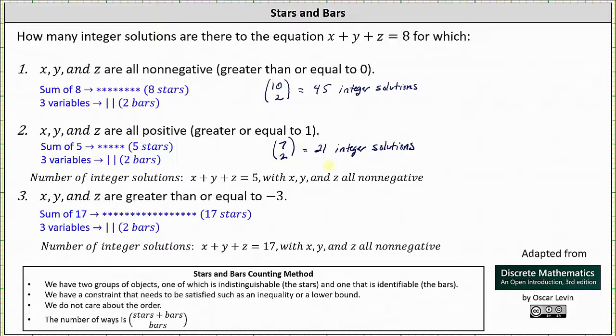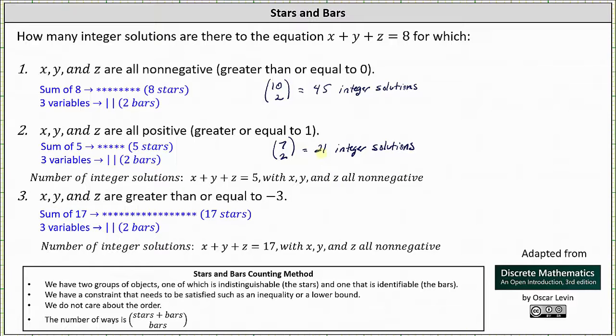So the number of integer solutions to x plus y plus z equals 5 with x, y, and z all non-negative is the same as the number of solutions to the original equation when x, y, and z are all positive. Notice for the equation x plus y plus z equals 5 with x, y, and z all non-negative, we would have 5 stars and 2 bars, resulting in 21 integer solutions.